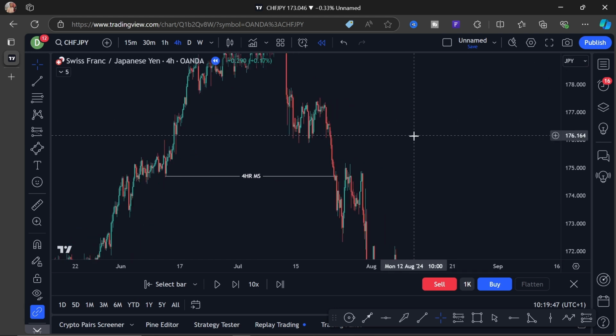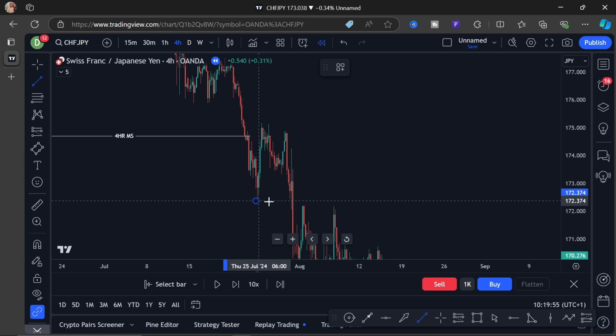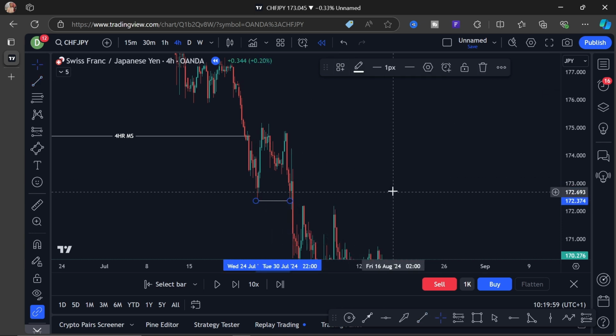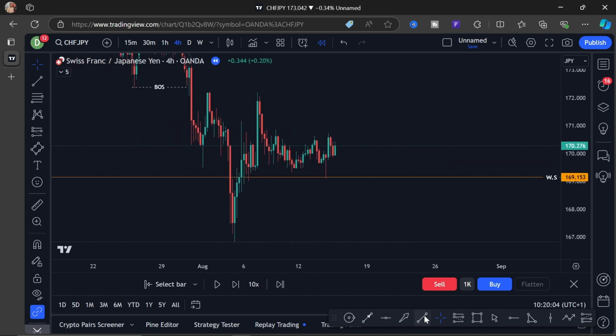Now after this 4-hour market shift, I need to see if the 4-hour time frame has also given us a break of structure as well. So for that reason, I'll get my break of structure right here. Now next up is simply another break of structure right here.